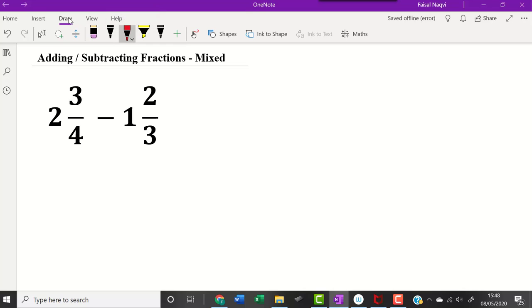In this example here, again, we have mixed fractions. So I've got to turn these into improper fractions. 4 times 2 plus 3. 4 times 2 is 8 plus 3 is 11 over 4. It's a takeaway this time. Turn this into an improper fraction. 3 times 1 plus 2. 3 times 1 is 3, plus 2 is 5 over 3.